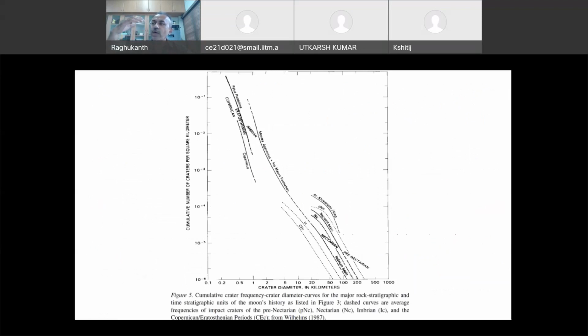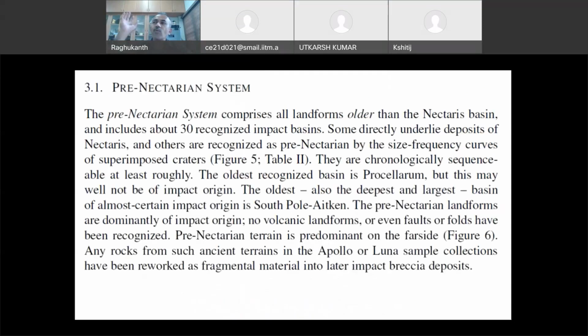Like on Earth, I showed you last time, in the old classes itself: Hadean era, Archean era, Proterozoic, Phanerozoic, Cenozoic. For the Moon also, based on this crater frequency distribution, they have defined the geological history of the Moon itself. The oldest geological age on the Moon they call the Pre-Nectarian system. So these are the oldest things.